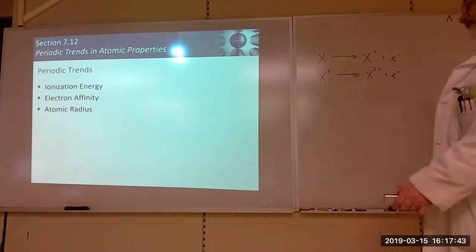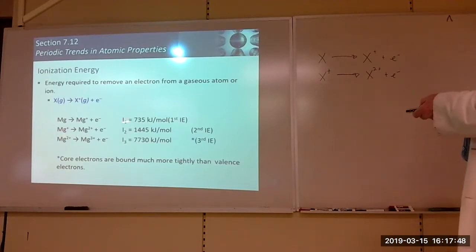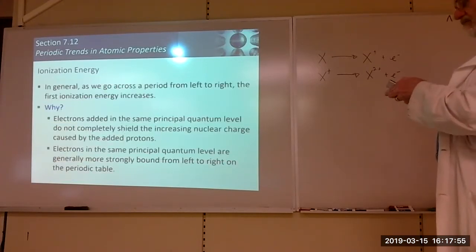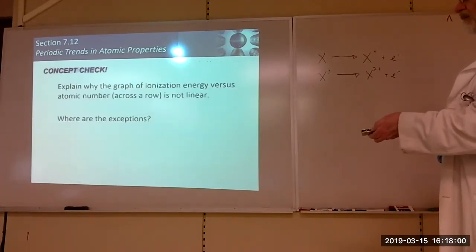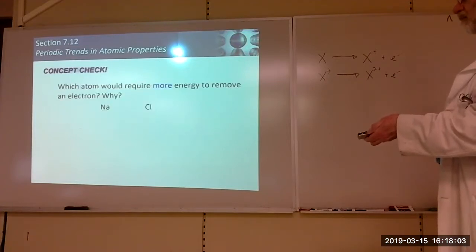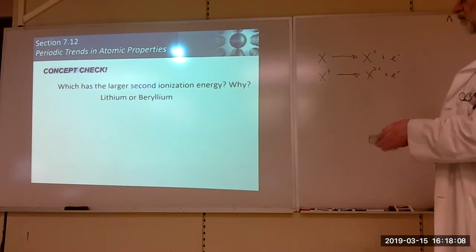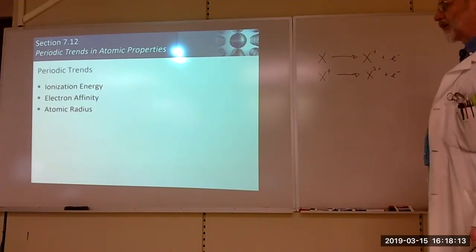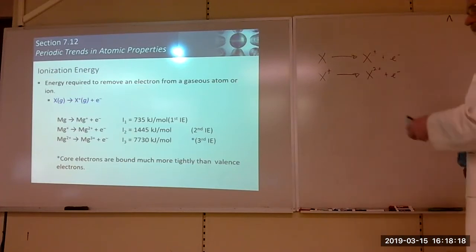Electron affinity is, let's see, we got a slide of that. Yeah, there's the ionization energy. So there's the first ionization, there's the second. You can even go third. We'll talk about that in just a minute. But I want to get these out of the way first. I'll come back to that. Come on. I need to reorder these things. All right, let's go back. Okay. We'll talk about electron affinity and atomic radius in a minute. So let's get this out of the way.